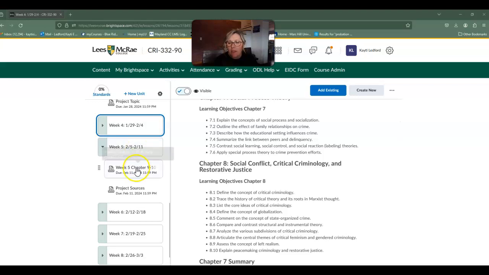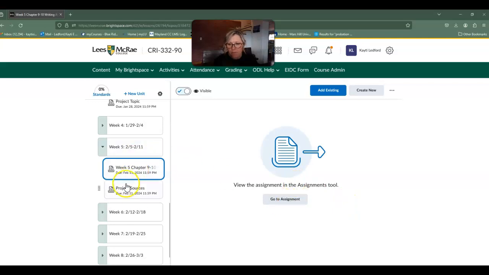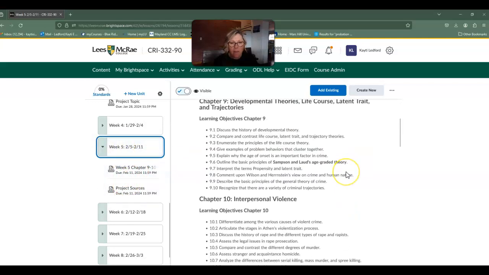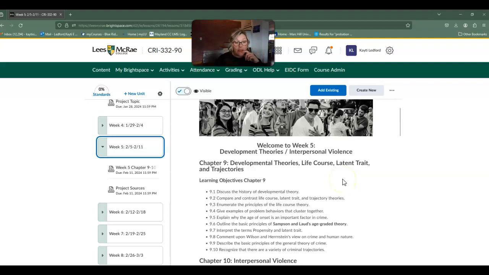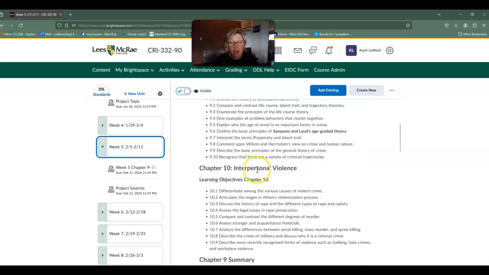So this week you're going to be going over chapters 9 and 10. Let's see. Which are developmental theories, life course theory, which is one of my favorite, latent traits and trajectories. Then we have interpersonal violence and how it affects criminality. We see this a lot with our female offenders and juvenile offenders.